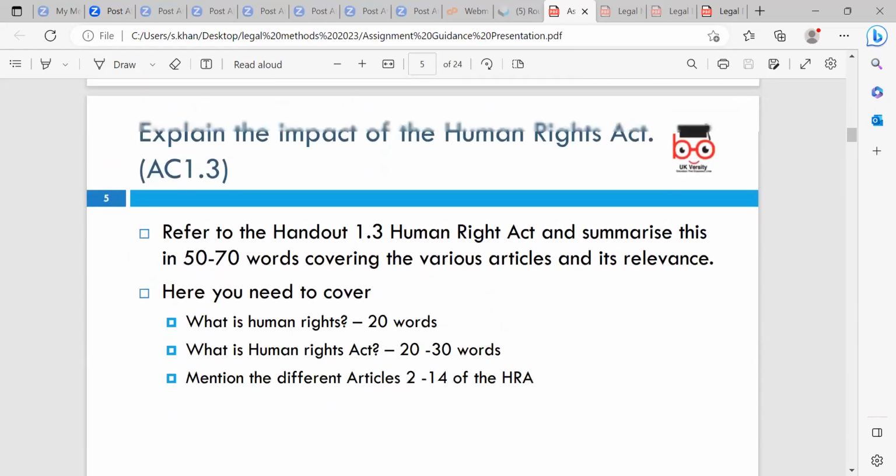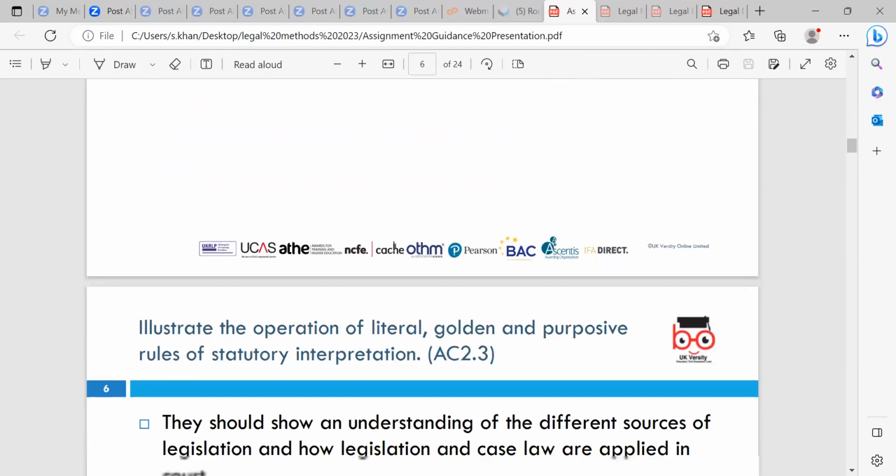Then AC 1.3, you need to explain the impact of the Human Rights Act, and you need to refer to the handout 1.3 Human Rights Act and summarize this in 50 to 70 words, covering the various articles and its relevance. Here you need to cover what is human rights, 20 words, what is Human Rights Act, 20 to 30 words, mention the different articles, Article 2 to Article 14 of the HRA, which is the Human Rights Act.